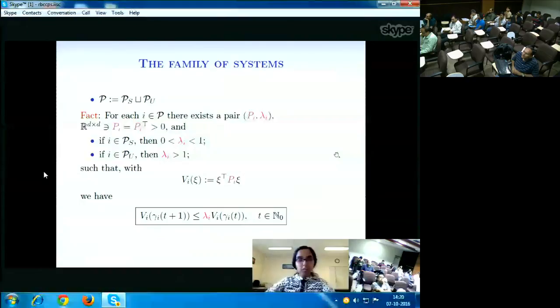So we assume that there are two types of systems in the given family, asymptotically stable and unstable. Now, corresponding to each system in the given family, there exists a quadratic Lyapunov-like function, which is of this form, whose rate of growth or decay will give me a quantitative measure of how unstable or stable the corresponding system is. So that's what we have here in this inequality, and lambda I captures this measure. So notice that if the system is asymptotically stable, lambda I lies between 0 and 1, strict bounds, and if it's unstable, lambda I takes values bigger than 1. Now we will have this lambda I explicitly present in our stability condition.